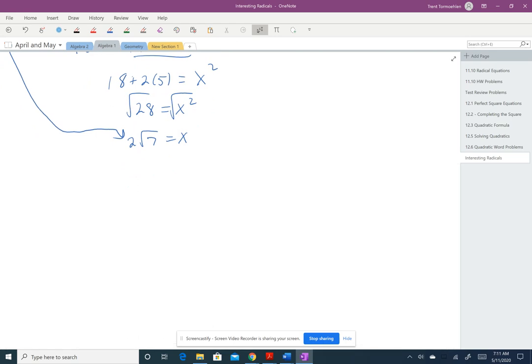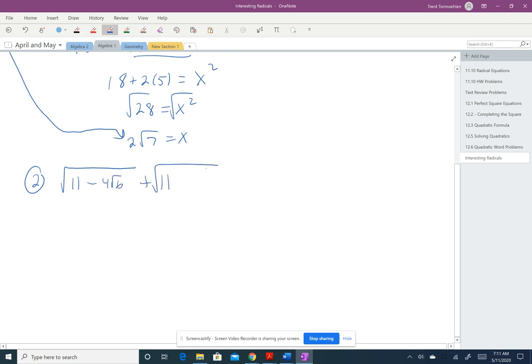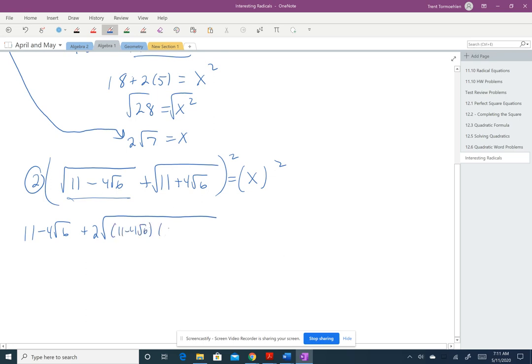All right, so let's try one more of those. Another example of this would be one like this: the square root of 11 minus 4 root 6 plus the square root of 11 plus 4 root 6. We want to simplify this, and one of the tools that we have at our disposal is to square both sides. When we square both sides on this one, we get the first term squared, which is 11 minus 4 root 6, plus 2 times the product of those, so 11 minus 4 root 6 times 11 plus 4 root 6, and then plus 11 plus 4 root 6 equals x squared.